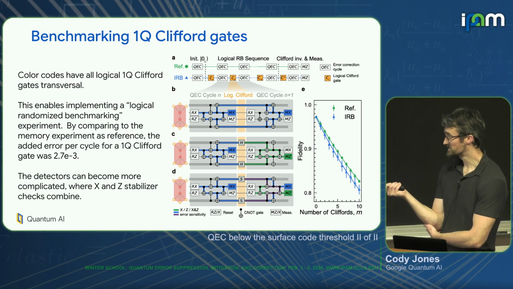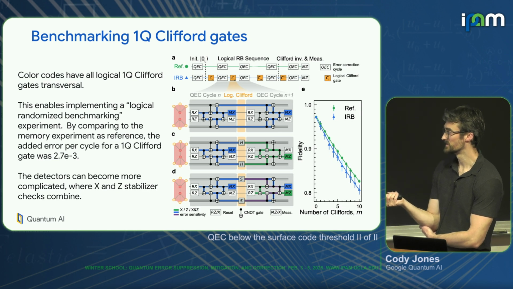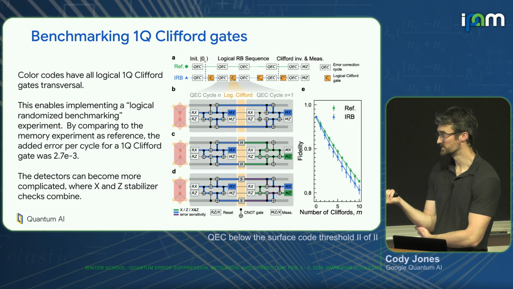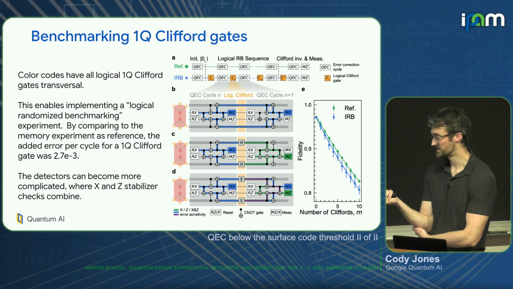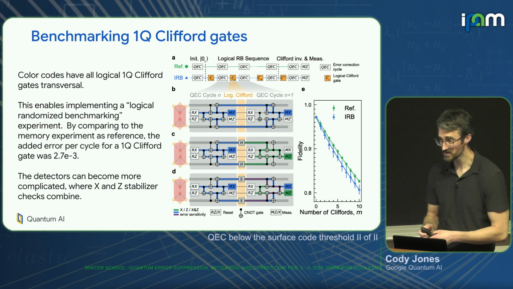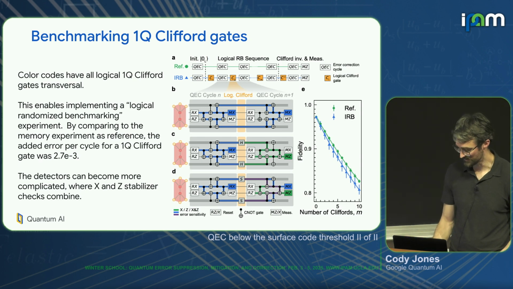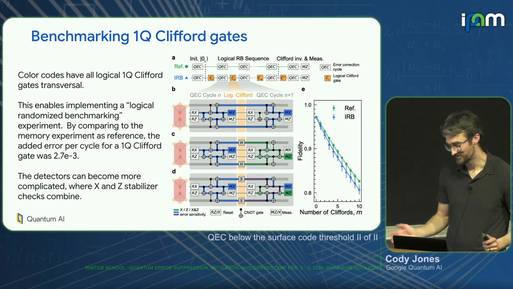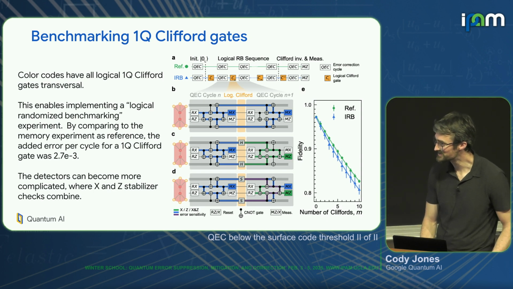And the summary is that these two curves are very close to each other, and so if you want to do logical single qubit Clifford gates, the added error per gate is quite low. And it was significantly lower than the error per QEC cycle. Okay, so we're doing logical gates with color codes, faster than we can do them with surface codes, it turns out.